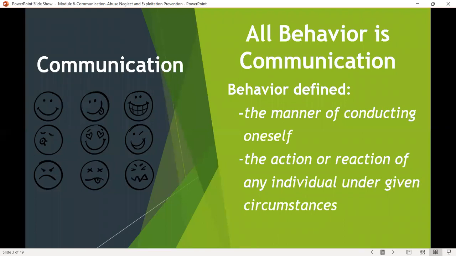All behavior is communication. Behavior may be defined as the manner of conducting oneself and the action or reaction of any individual under given circumstances. We all have behaviors, good and bad. It is important to understand that when your person has a behavior, he or she is actually trying to communicate an unmet need. Understanding this is one of the best ways to prevent abuse, neglect, and exploitation.